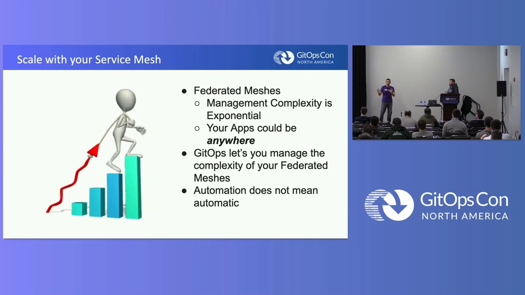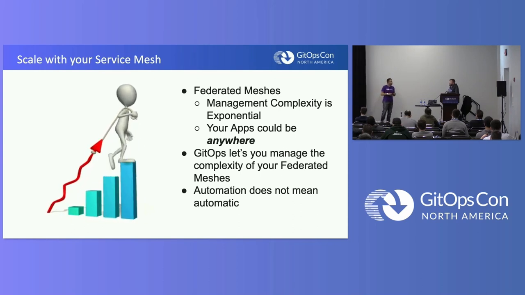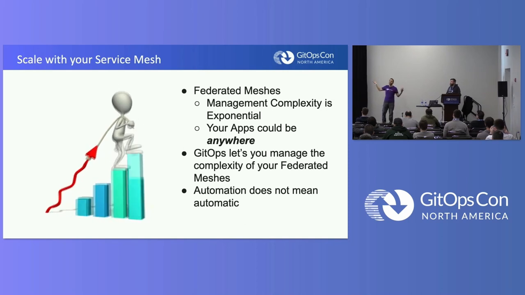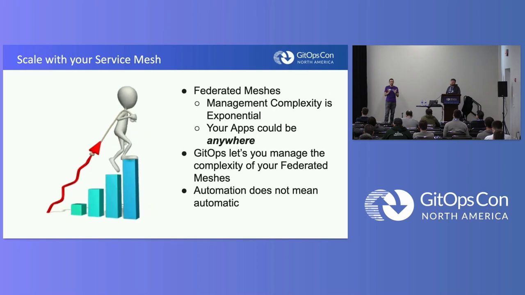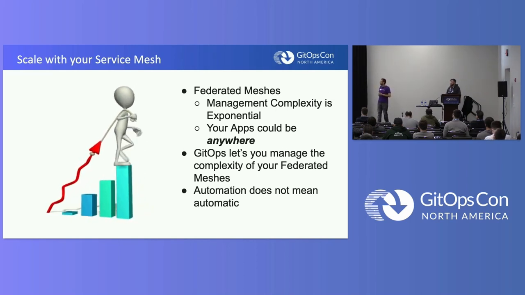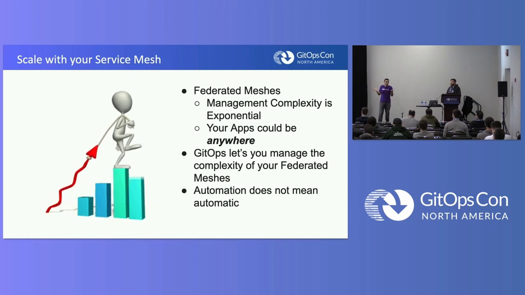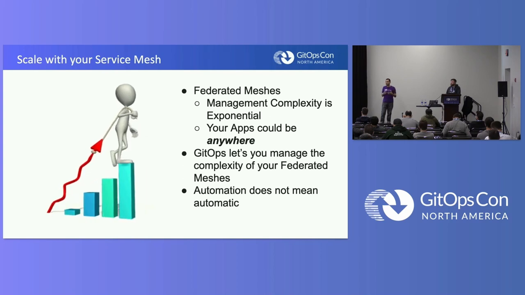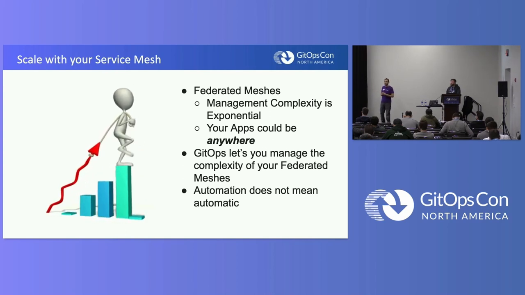I forget what the right term is, but it's federated multi-cluster. You manage complexity exponentially: once you add another cluster, like an Istio cluster, the problem grows exponentially, not just incrementally. So your apps could be anywhere, and GitOps helps you manage that complexity. It also lets you do other cool things like progressive delivery in a GitOps friendly way.